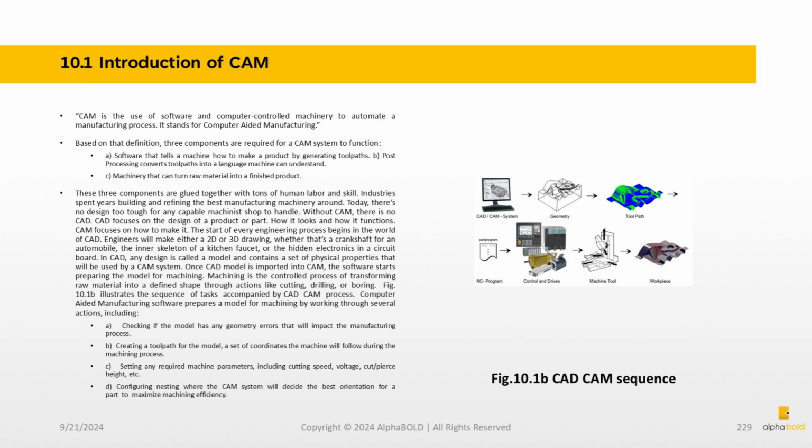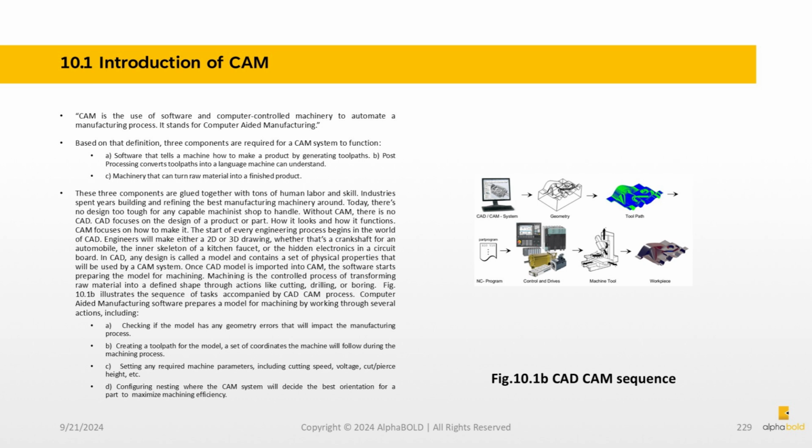Engineers will make either a 2D or 3D drawing, whether that's a crankshaft for an automobile, the inner skeleton of a kitchen faucet, or the hidden electronics in a circuit board. In CAD, any design is called a model and contains a set of physical properties that will be used by a CAM system. Once the CAD model is imported into CAM, the software starts preparing the model for machining. Machining is the controlled process of transforming raw material into a defined shape through actions like cutting, drilling, or boring. The example illustrates the sequence of tasks accompanied by the CAD-CAM process.